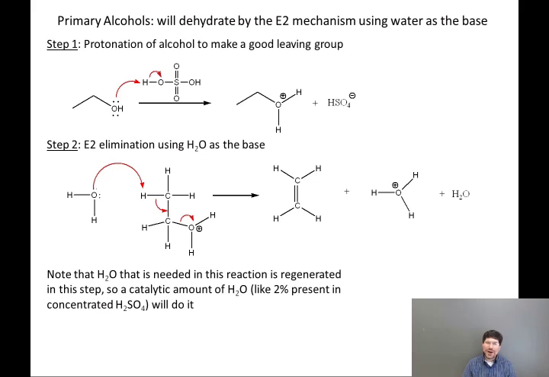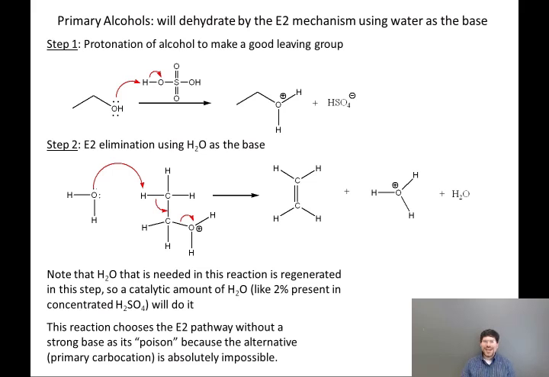You may wonder where water is coming from if you're just taking ethanol and reacting it with sulfuric acid. But as I mentioned to you on the previous slide, concentrated sulfuric acid is 98% sulfuric acid and 2% water. So that's where the water that you need to get the reaction going is actually coming from.